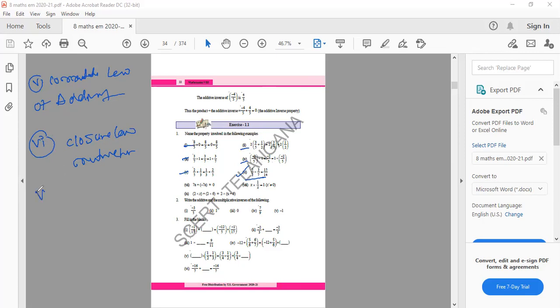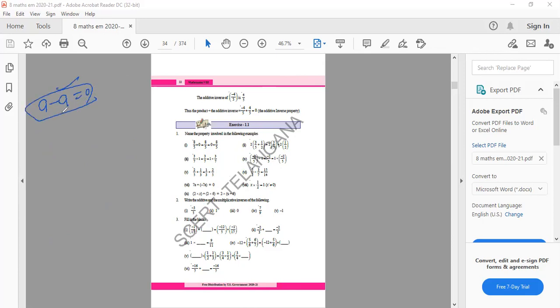Next, the seventh one is plus 7a minus 7a, plus 2 minus 2. The answer is 0. This is called additive inverse law. You are adding two numbers which are additive inverses of each other. The number is a; you write its additive inverse and add, and you are going to get 0 as the answer. This is called additive inverse law.